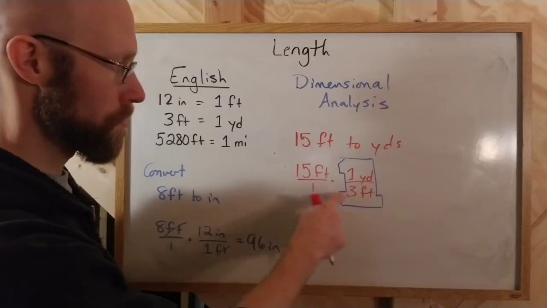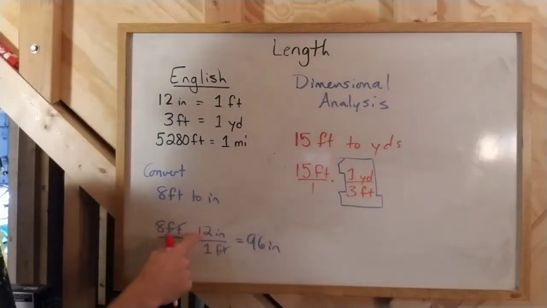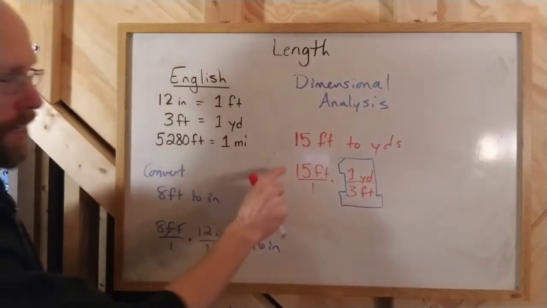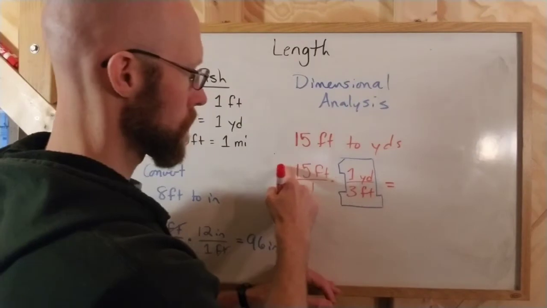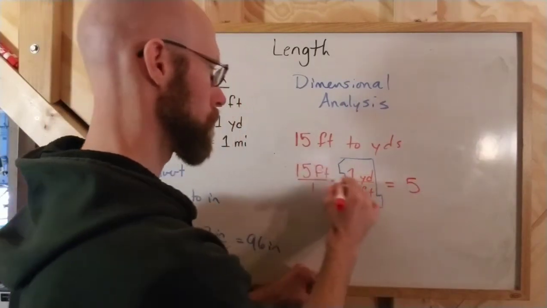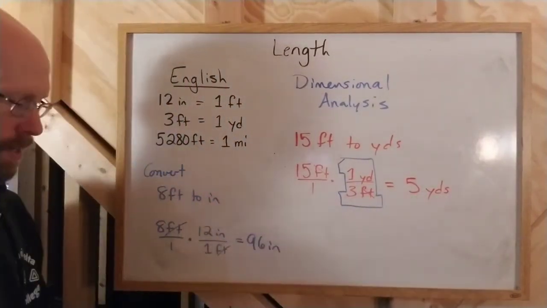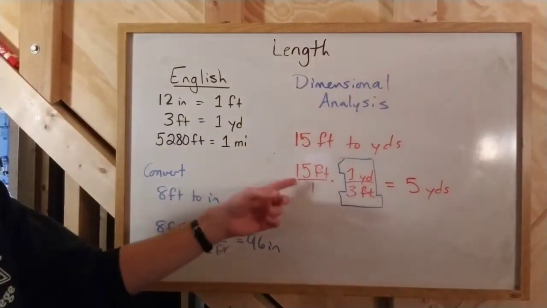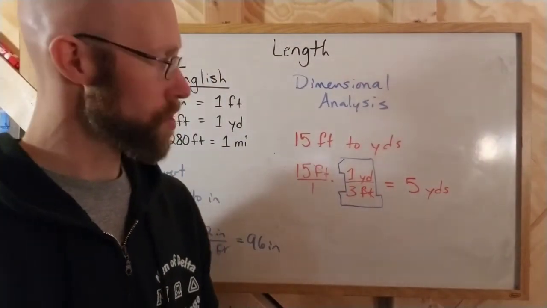So we got 15 feet divided by 3 this time. Here we had 8 times 12 because the 12 was on top along with the 8. Here the 3 is on the bottom, so we're going to do the division. 15 times 1 divided by 3 is going to be 5. The feet cancel. We got 5 yards. So 15 feet is equal to 5 yards. That gives you your conversion.